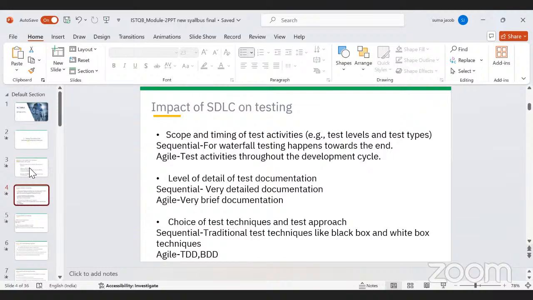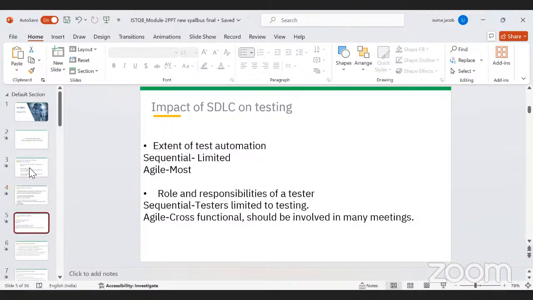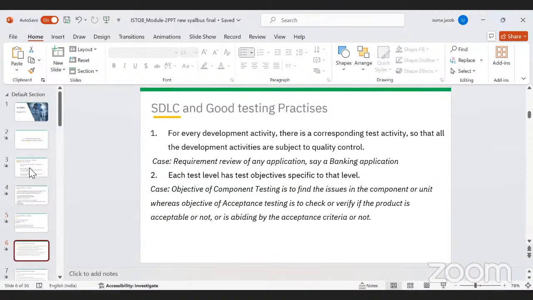And next is the impact of SDLC on testing, so how testing is being impacted by different activities of SDLC for the traditional as well as the agile models. And then we have the different testing practices irrespective of the SDLC being followed in our project. There are a few good testing practices that need to be followed to get a better quality product.